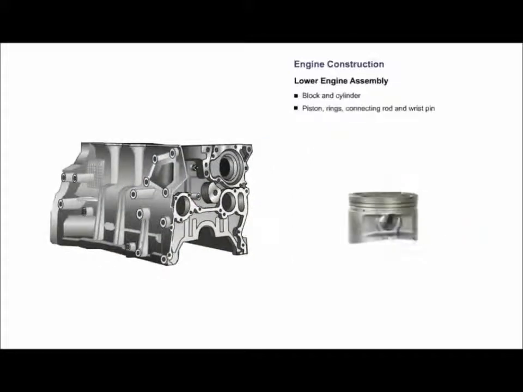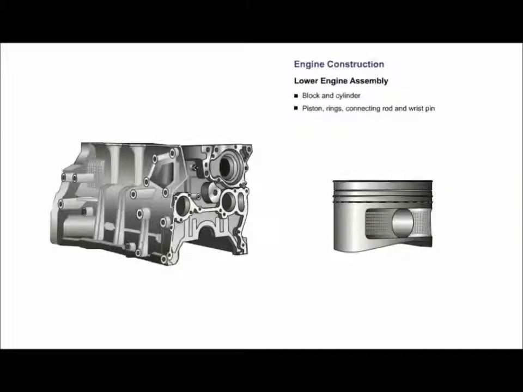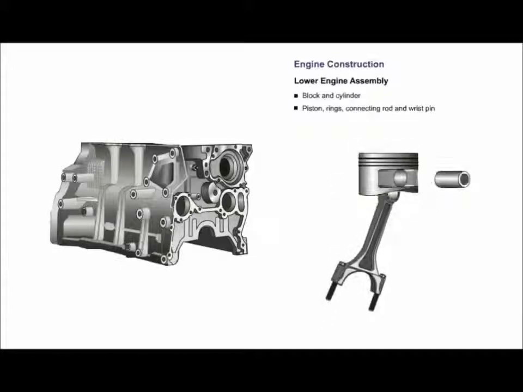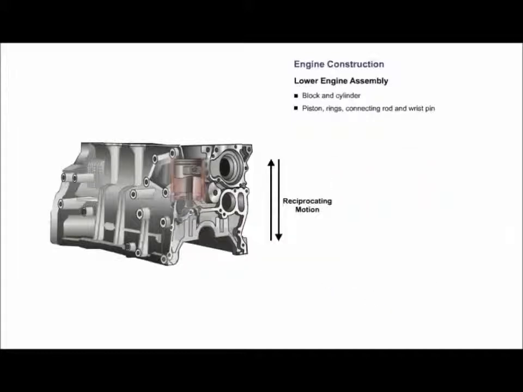We are now connecting the rings to the piston that form the seal between the piston and cylinder wall. The connecting rod is connected to the piston by a wrist pin, and the assembly becomes the movable floor of the combustion chamber. The movement of the piston up and down in the cylinder is defined as reciprocating motion.